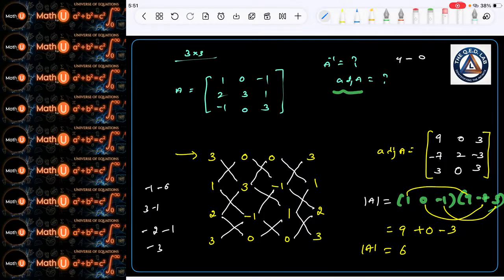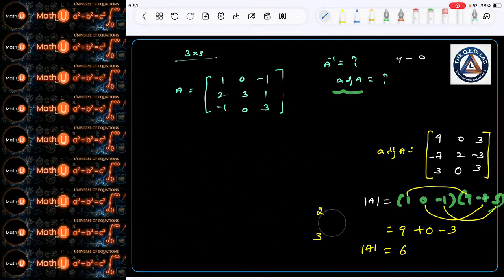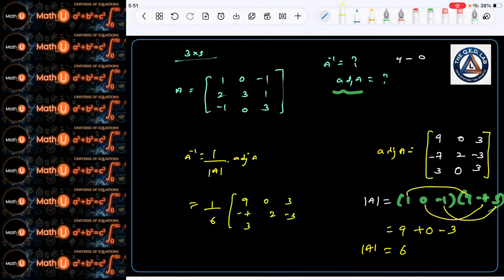Then finally, what is A inverse? A inverse is equal to 1 by determinant of A into adjoint of A. 1 by determinant of A is 1 by 6, adjoint of A is 9 0 3, minus 7 2 minus 3, 3 0 3. This is our A inverse.